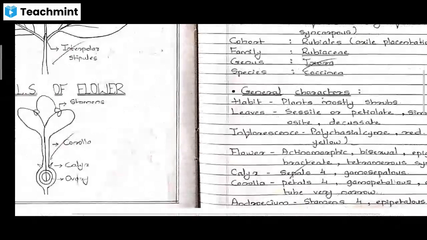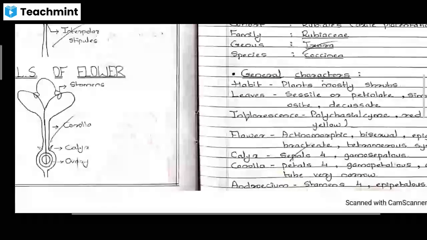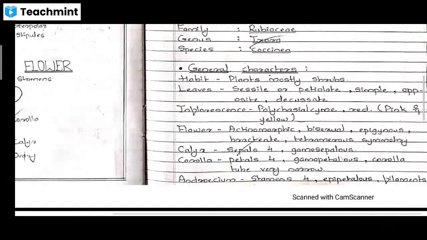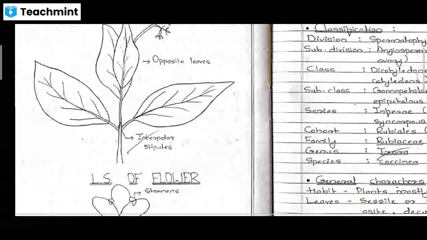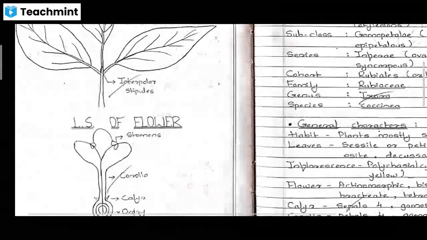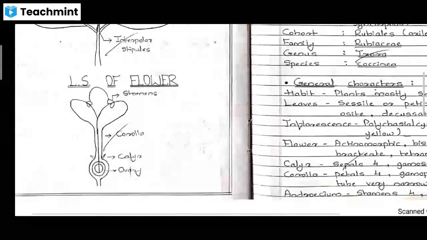So first of all, the general characters of the Rubiaceae. The habit of the Rubiaceae members is mostly plants or shrubs. The leaves will be sessile or petiolate. Sessile means the stalk is absent, or petiolate if the petiole is present. Then they are simple and opposite decussate. You can see here in the twigs of this Ixora, you can clearly see the opposite arrangement of the leaves. They are oppositely present and simple.